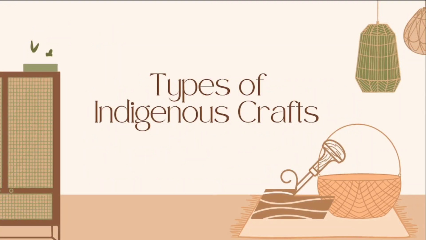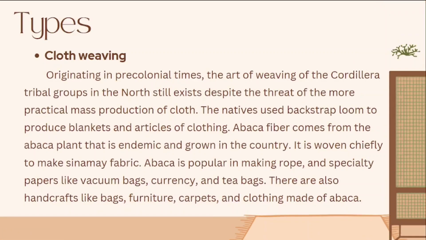Types of indigenous crafts. So first we have cloth weaving. Originating in pre-colonial times, the art of weaving among the Cordillera tribal groups in the North still exists despite the threat of more practical mass production of cloth. The natives use the backstrap loom to produce baskets and articles of clothing.